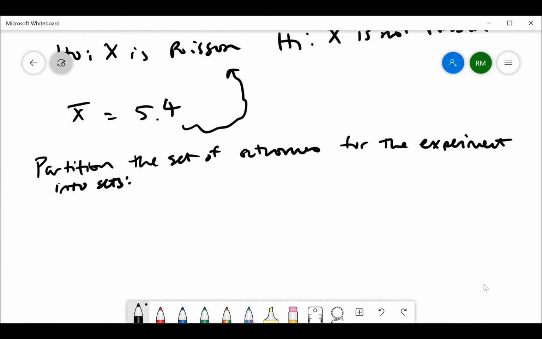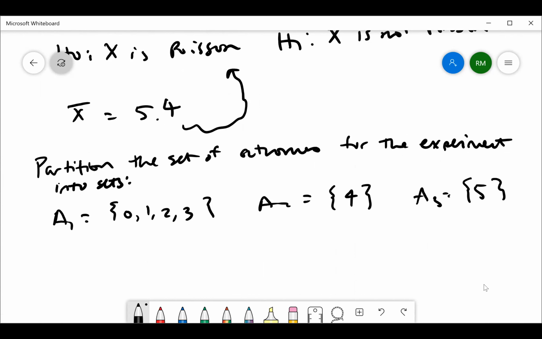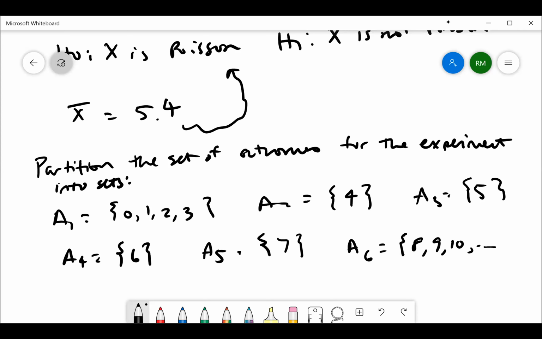And so we're going to pick these sets to be A1 will be the possibility that your Geiger counter counts 0, 1, 2, or 3 observations. A2 will be the possibility that your Geiger counter records 4 observations. A3 is 5 observations. A4 is 6 observations. And A5 is 7 observations, that is 7 particles emitted, and A6 is just going to be 8 or more.